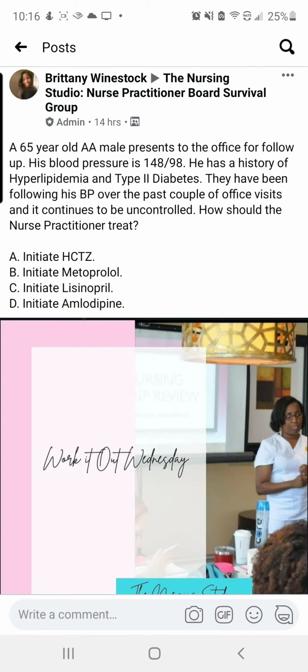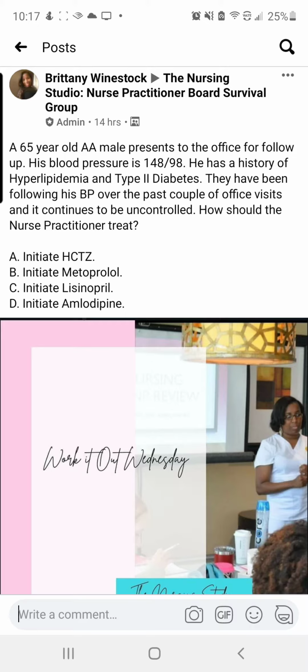So today, we had a question that states a 65-year-old African American male presents to the office for follow-up. His blood pressure is 148/98. He has a history of hyperlipidemia and type 2 diabetes. They have been following his BP over the past couple of office visits, and it continues to be uncontrolled. How should the nurse practitioner treat?